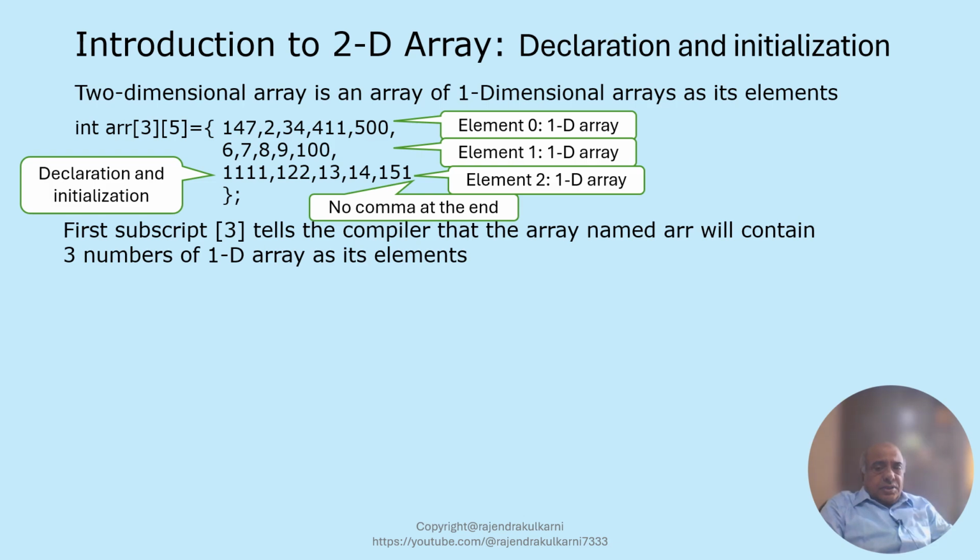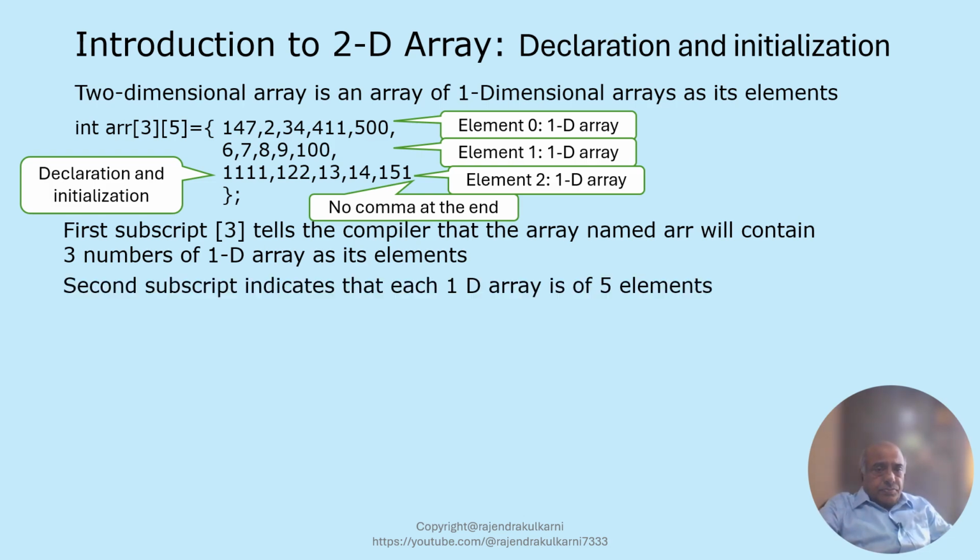The first subscript 3 tells the compiler that the array named arr will contain 3 1D arrays as its elements. As we have seen here, element number 0 of the 2D array arr is a 1D array, element number 1, element number 2. The second subscript indicates that each 1D array is of 5 elements.